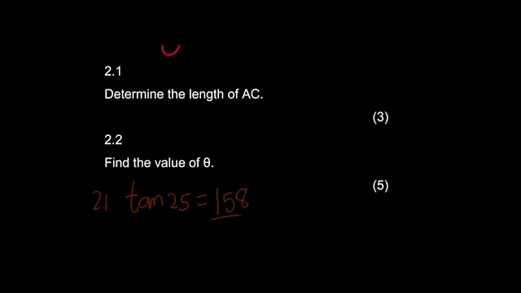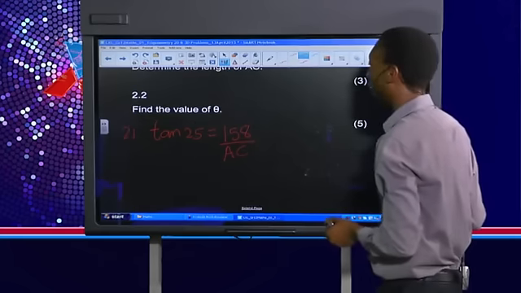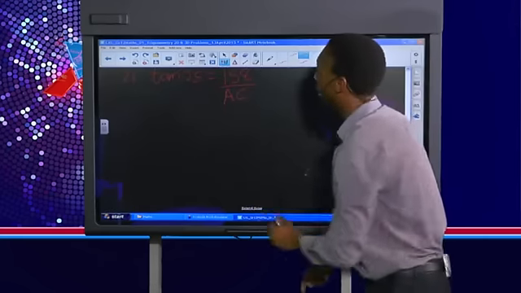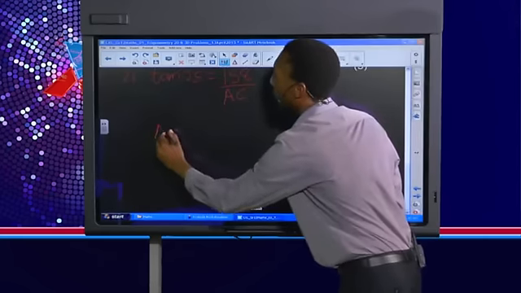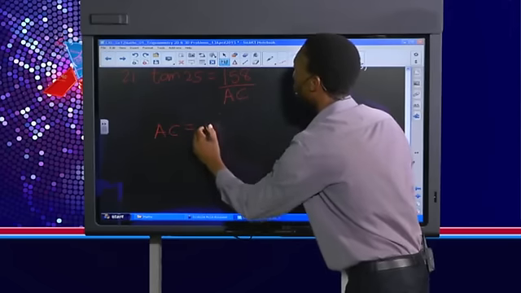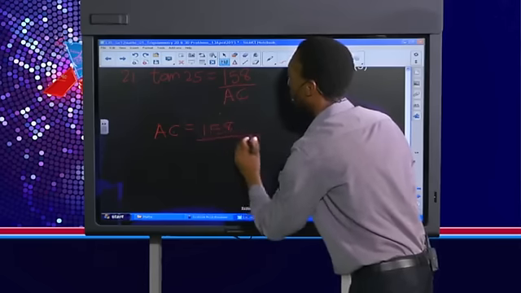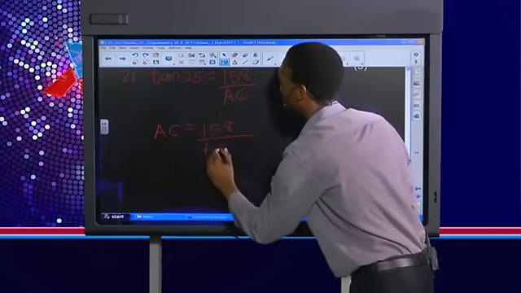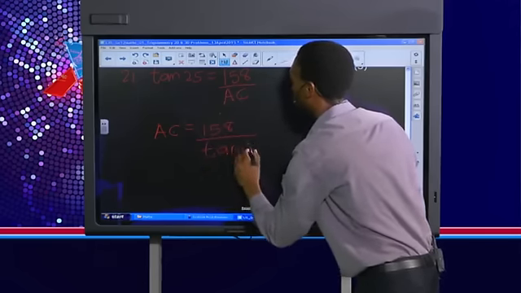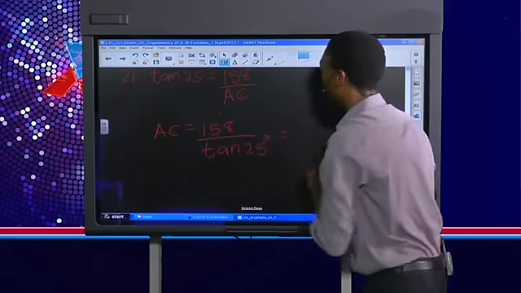And we need to work out AC, which is the adjacent. I'm just going to write it as AC. That's very easy. It's just a matter of solving for AC. Let's extend the page a bit. It means that AC is going to be equal to 158 divided by tan of 25 degrees. Right, allow me to write that on the right there.